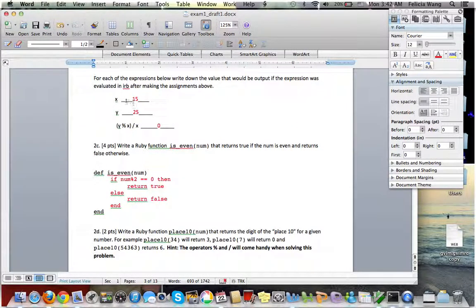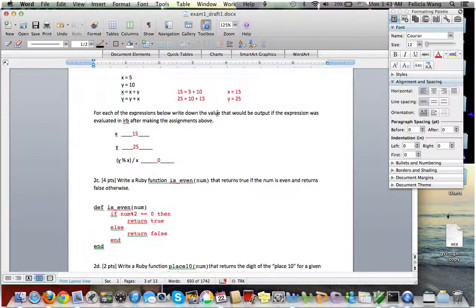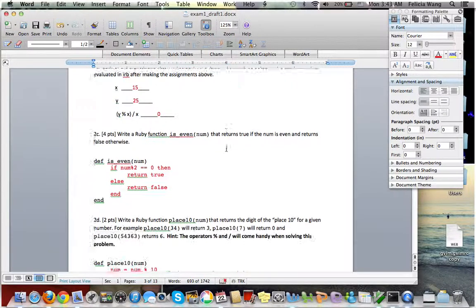So over here we have those values, and also if we were to mod 25 by 15 over here, we get 10. 10 divided by x, which is 15 right here. Integer division, 15 goes into 10 0 times, so the answer is 0.